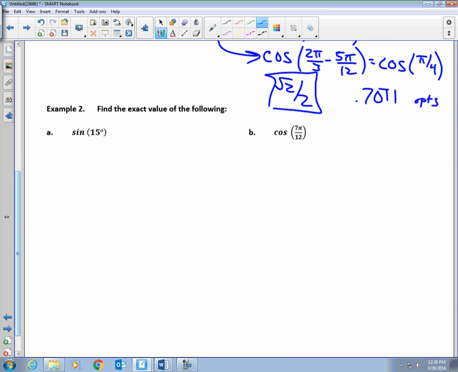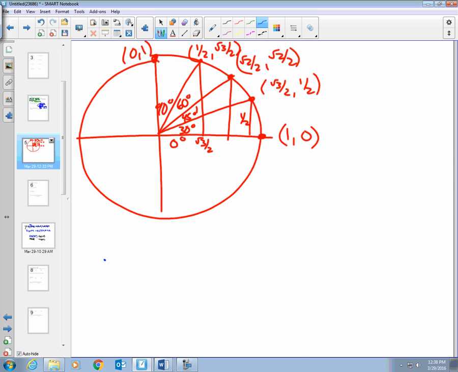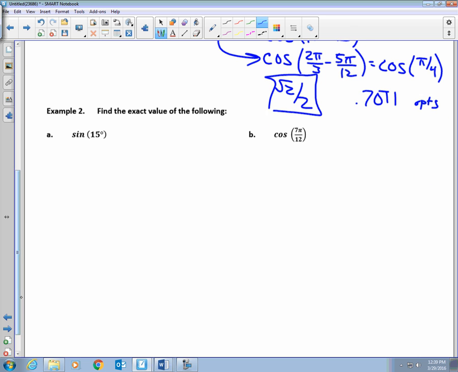Okay, just two more examples. Find the exact value of the following. When I made my little chart up here, did we see a 15-degree angle? No. But what I'd like to do is find the exact value of sine of a 15-degree angle. Well, it seems impossible. When you talked about special triangles back in geometry, you talked about 60, 60, 60, correct? You also talked about 45, 45, 90, right? You also talked about 30, 60, 90, right? Did one ever come up with 15 degrees? No.